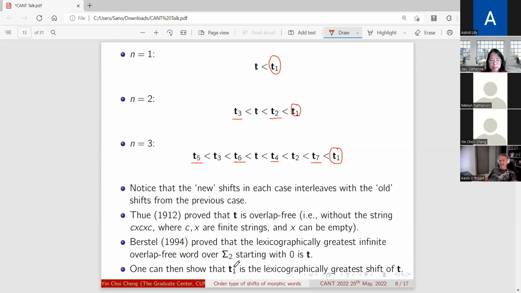With that, we can show that the first shift is the greatest shift of the 2m squared by a simple contradiction argument. Suppose not, then we will be able to construct a proper shift of the 2m squared starting with 0 that is somehow greater than the 2m squared itself.